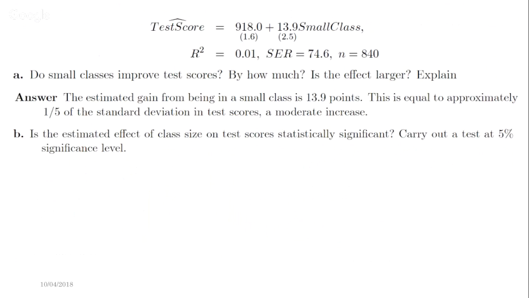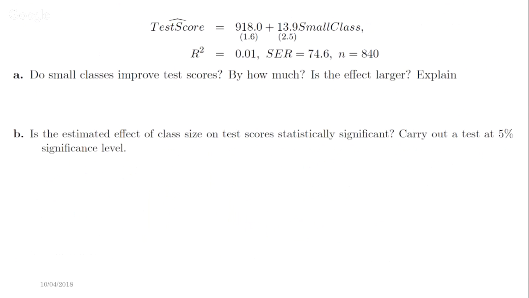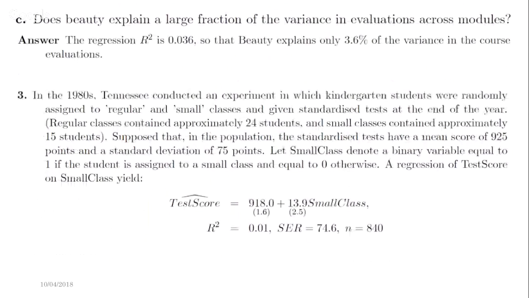This is one way of putting it in context. You can also put it in context of the mean of test scores, like what we did with the soda price a few weeks ago. Here the mean of the score is 925. So 13.9 out of 925, is that large enough? Is it small or big? It's not very big actually. It's quite small, right? 1.5%. That's not very big.